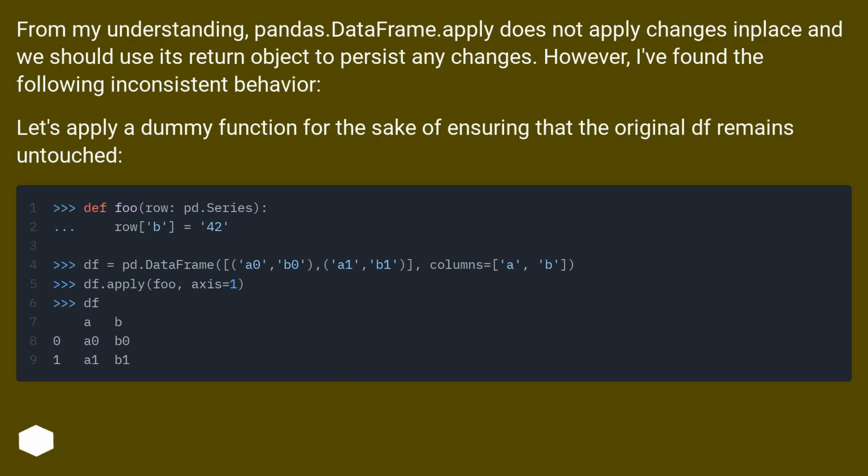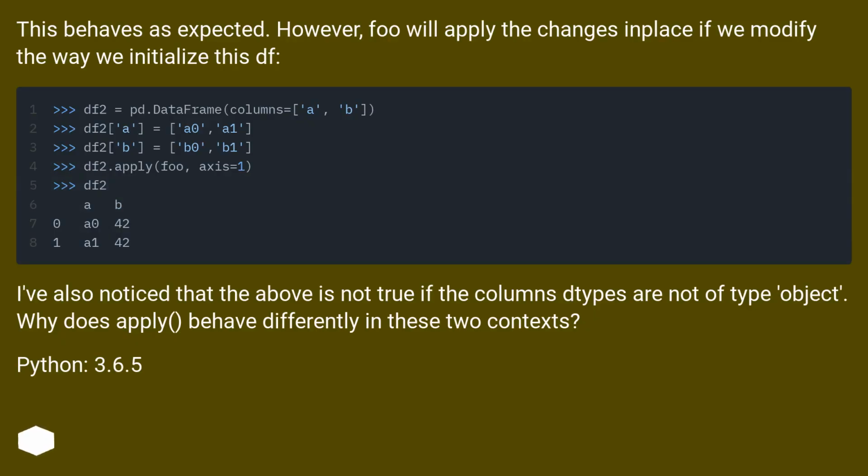Let's apply a dummy function for the sake of ensuring that the original df remains untouched. This behaves as expected. However, foo will apply the changes in place if we modify the way we initialize this df. I've also noticed that the above is not true if the column's types are not of type object. Why does apply behave differently in these two contexts?